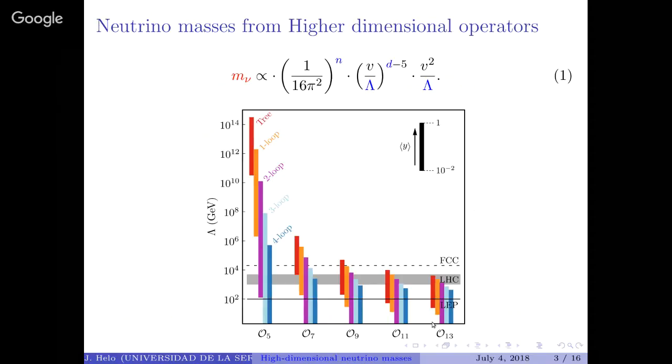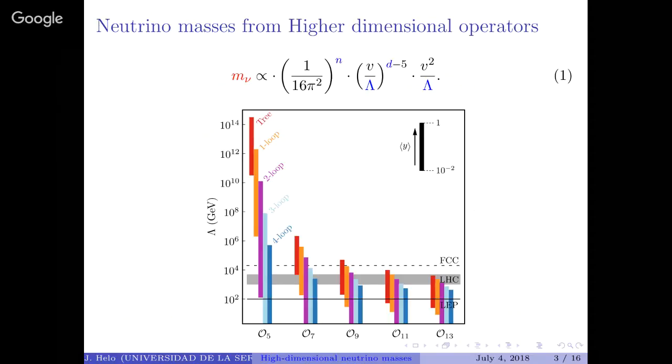In this figure, we also show the estimated reach of colliders. The left line is roughly 100 gigaelectronvolts after the negative searches performed at the LEP collider. The horizontal gray band indicates a very rough estimate of the reach of the LHC. The lower edge of the band corresponds to pair production of charged particles, while the upper edge is roughly the reach of the LHC for particles produced in s-channel resonance. For dimension 9 and larger, one expects that the LHC experiments will cover an important part of the available parameter space of these models.